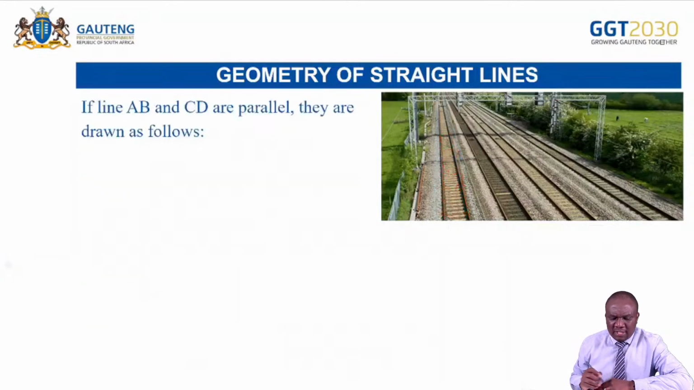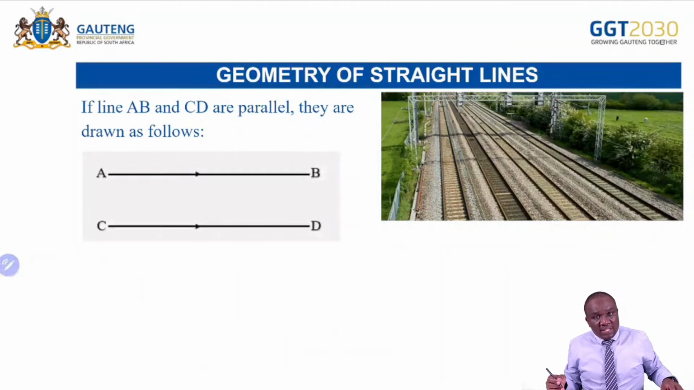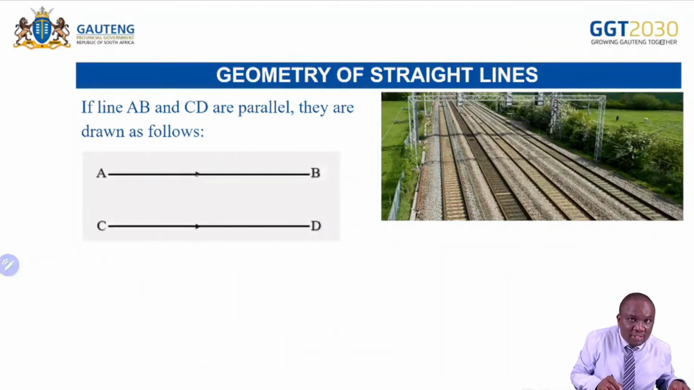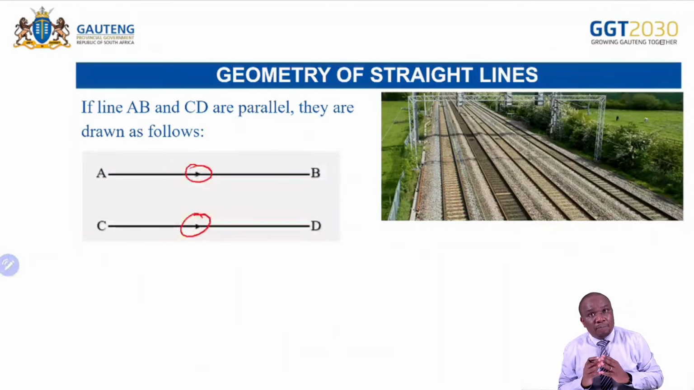Okay, those are parallel lines. But now, how do we represent them in mathematics? How do you represent them in geometry? We just draw the two lines and indicate using the arrows. You see these arrows there? Those arrows show that AB is parallel to CD. When you see lines with those arrows, it means the two lines are parallel, not equal, parallel.